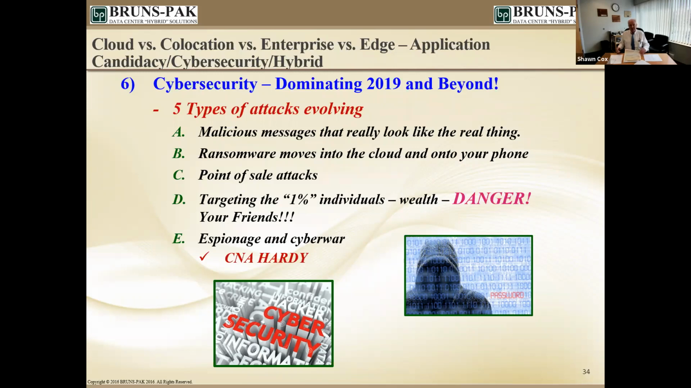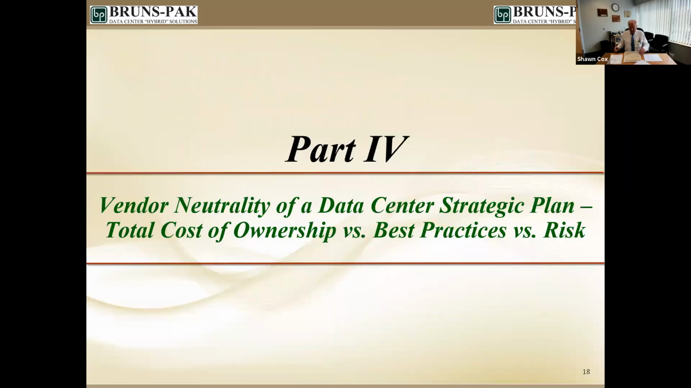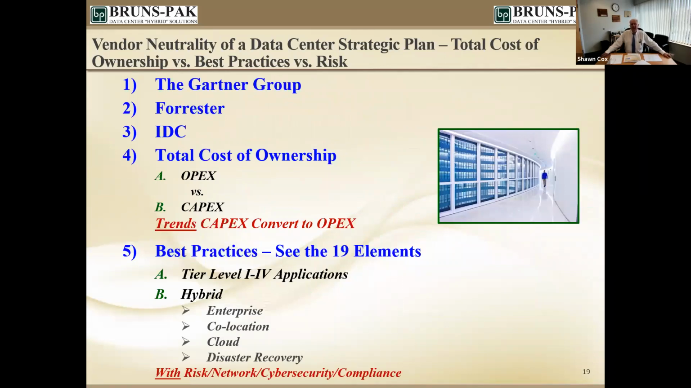Let's go to part 4, vendor neutrality and data center strategic plan, total cost of ownership versus best practice. The key is to be independent when you're going through this analysis. Just lay the facts on the table. When you do total cost of ownership versus best practice versus risk, it's amazing what you come across. You have the Gartner Group, Forrester, IDC. These are very renowned groups that, in my impression, try to be a technical referee, an objective party giving you what they're seeing as the trends in the industry, best practices and the like. They're outstanding resources. Total cost of ownership encompasses OPEX and CAPEX, but when you go back to those 19 elements, think about that for a second.